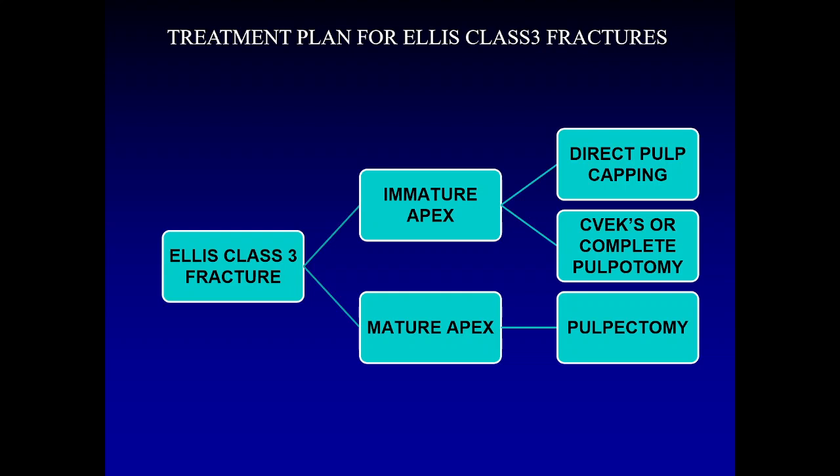Now, if the exposure is more than 2 mm, the patient comes to you immediately or anytime, but within 2 weeks. Then you're going to do a complete pulpotomy. What is a complete pulpotomy? You will again anesthetize the tooth and you would remove the pulp till the CEJ, that is cemento enamel junction. That is called a complete pulpotomy.